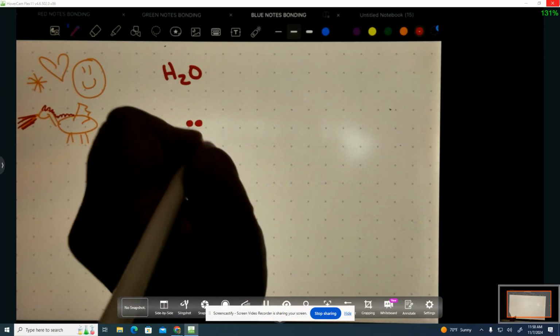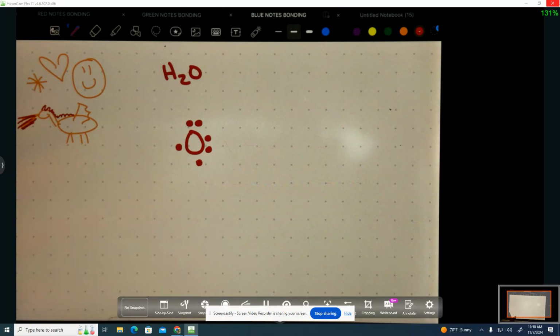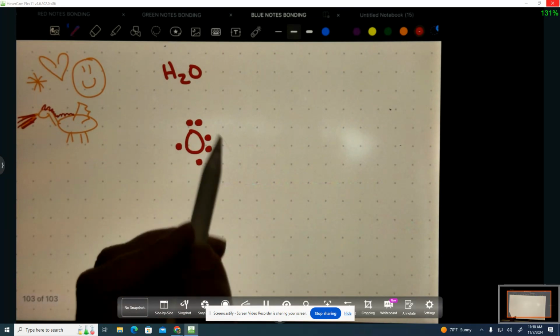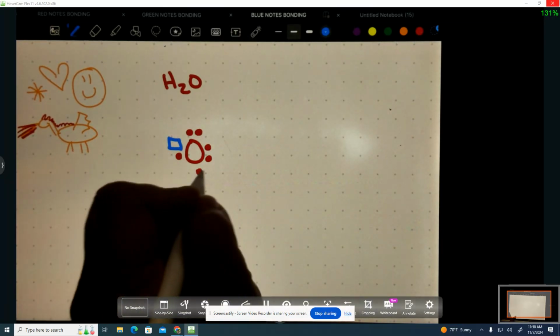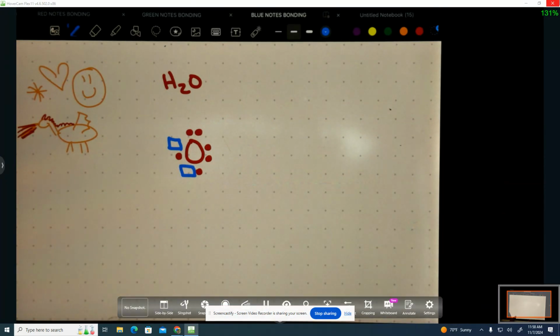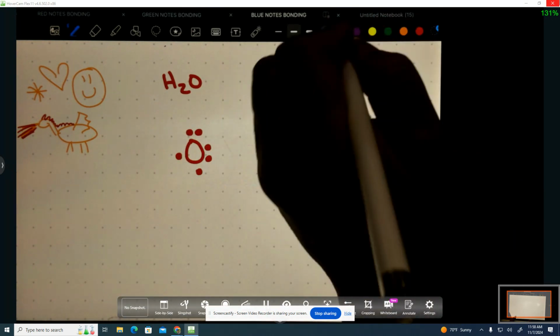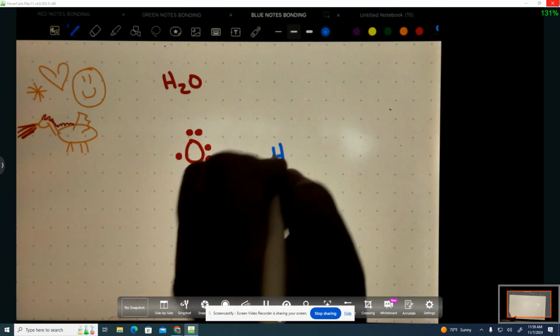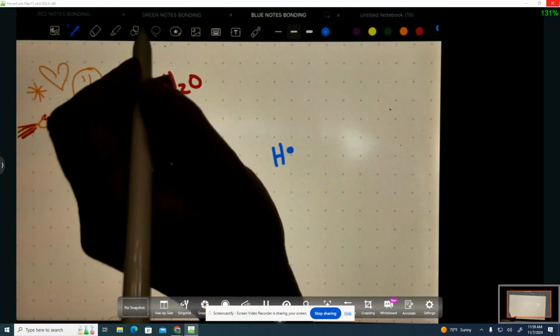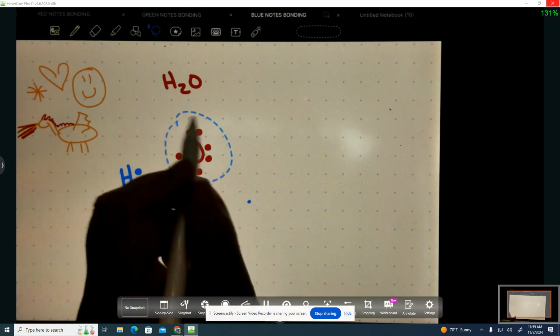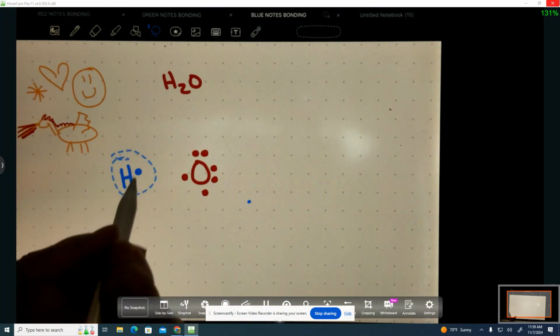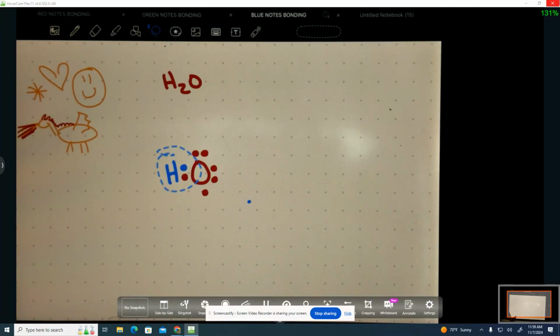Okay, oxygen has 6 valence electrons. I'm going to put them on. Okay, now there's 2 sites. There's a site right here and a site right here where bonds can form. Hydrogen's going to come in. Let's make hydrogens blue. Hydrogen's going to come in, and hydrogen's going to say, hey, I need another electron. And oxygen's over here saying, hey, come over here. Okay, so hydrogen's like, I'm coming, and there it goes.